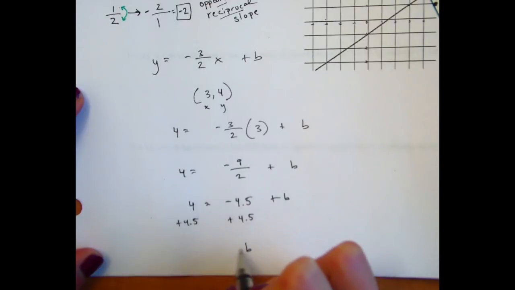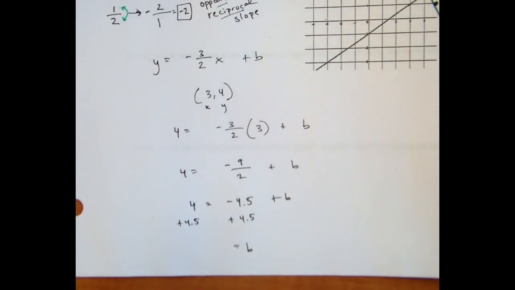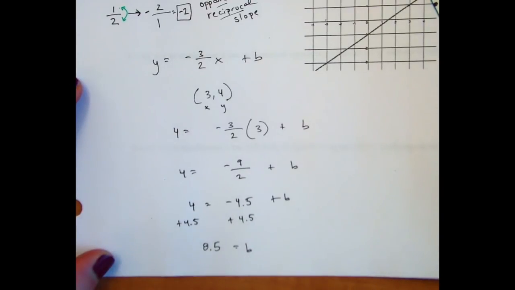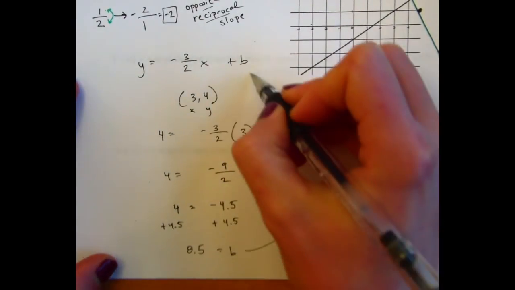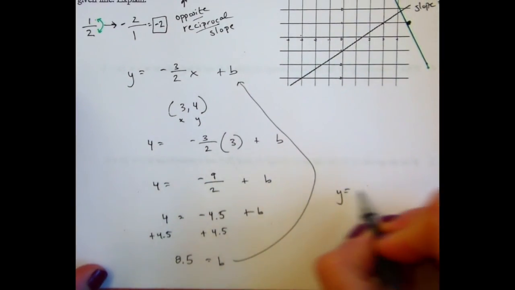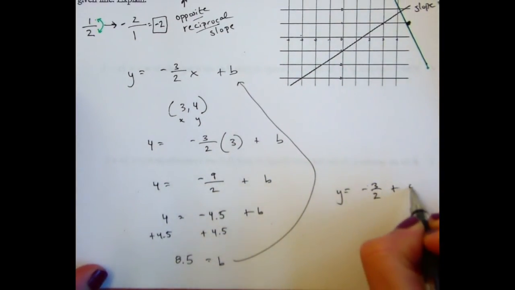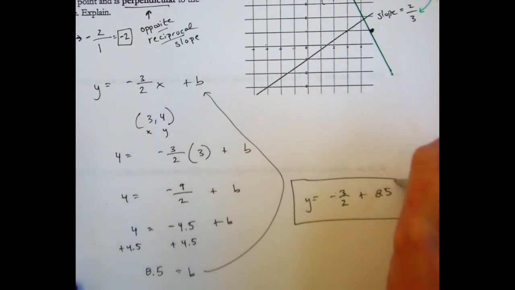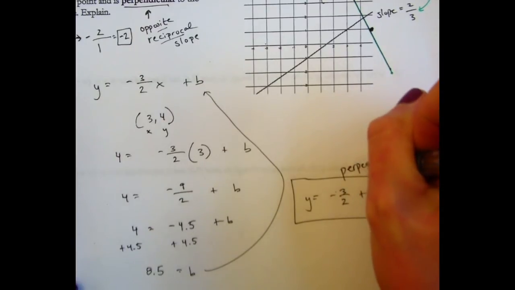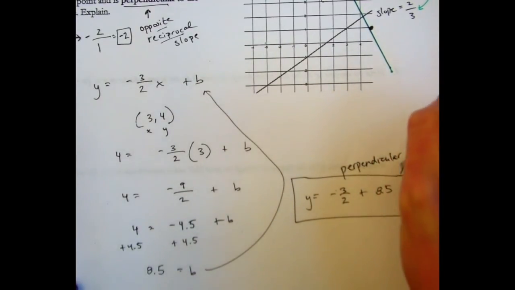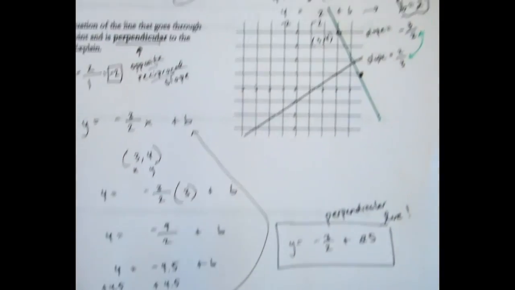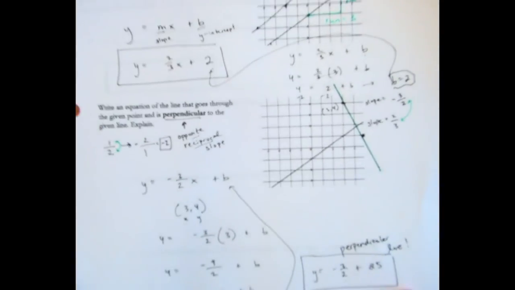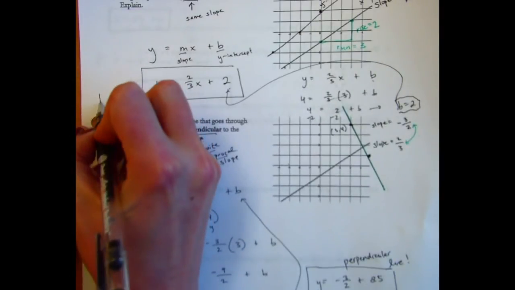Plugging that back into my equation, I get y equals negative 3/2 x plus 8.5. And this is the equation of my perpendicular line. Whereas, for example, the first example we did, that was the equation of my parallel line. Okay, so this was a fast summary of parallel and perpendicular lines, learning target 1.4.